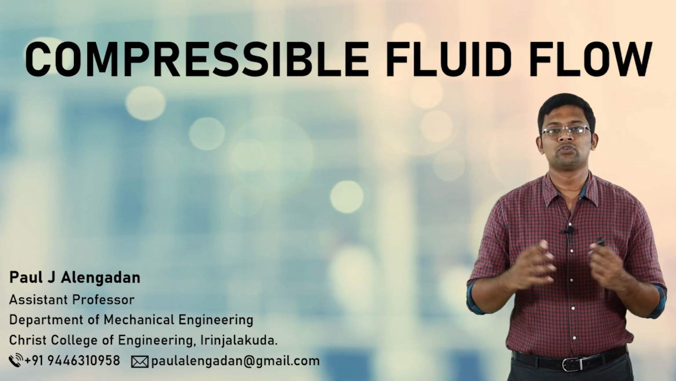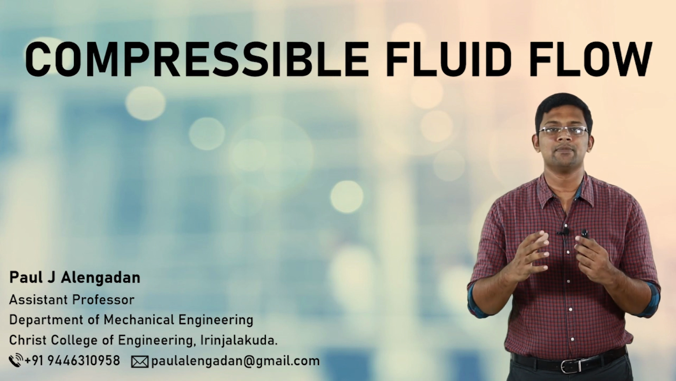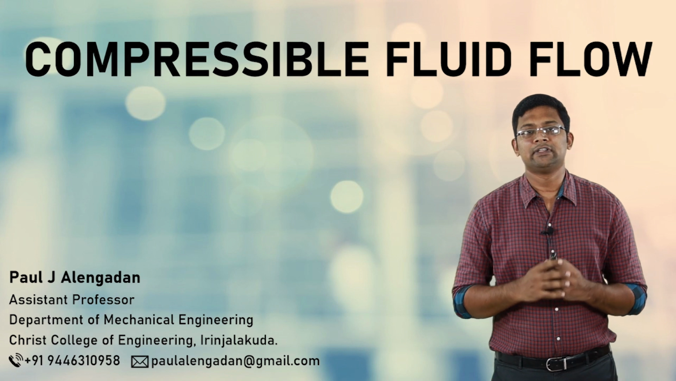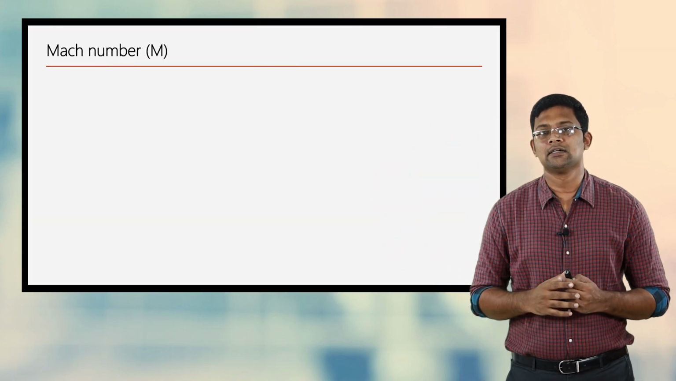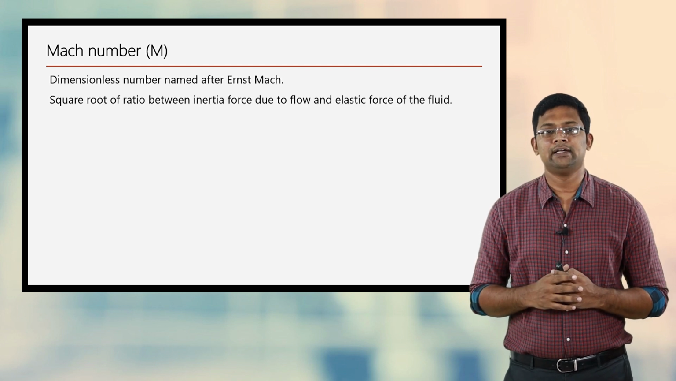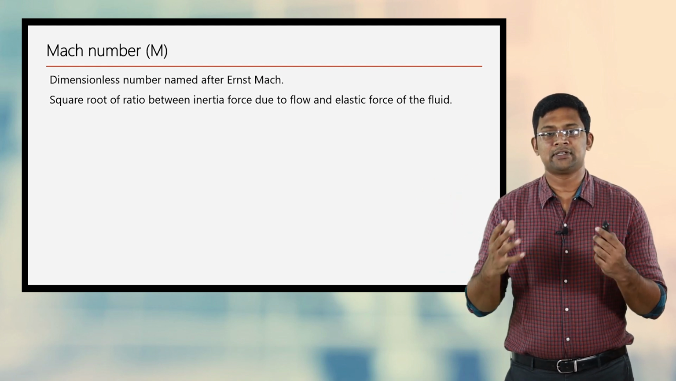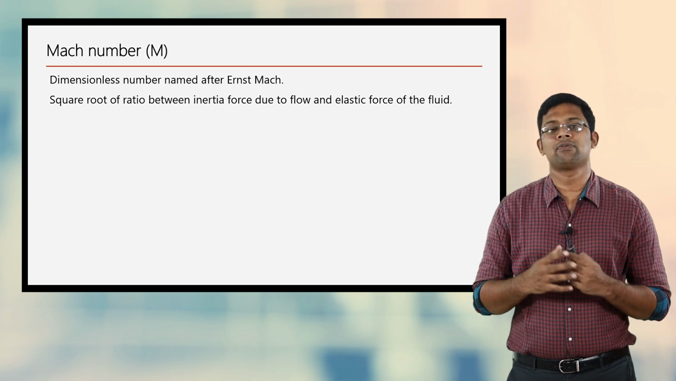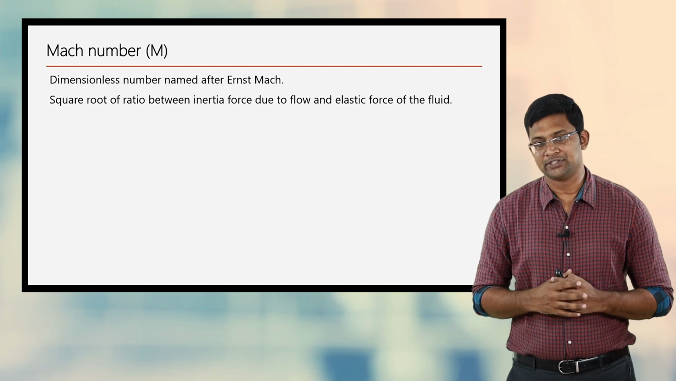And now, today in this video, we are going to discuss some of the fundamental terms and equations in this subject. Let us start with the term Mach number. Almost all of you have heard this term Mach number. This term was named after the Austrian scientist Ernst Mach. He defined Mach number as a dimensionless number whose value is the square root of the ratio between inertia force due to the flow and the elastic force of the fluid.